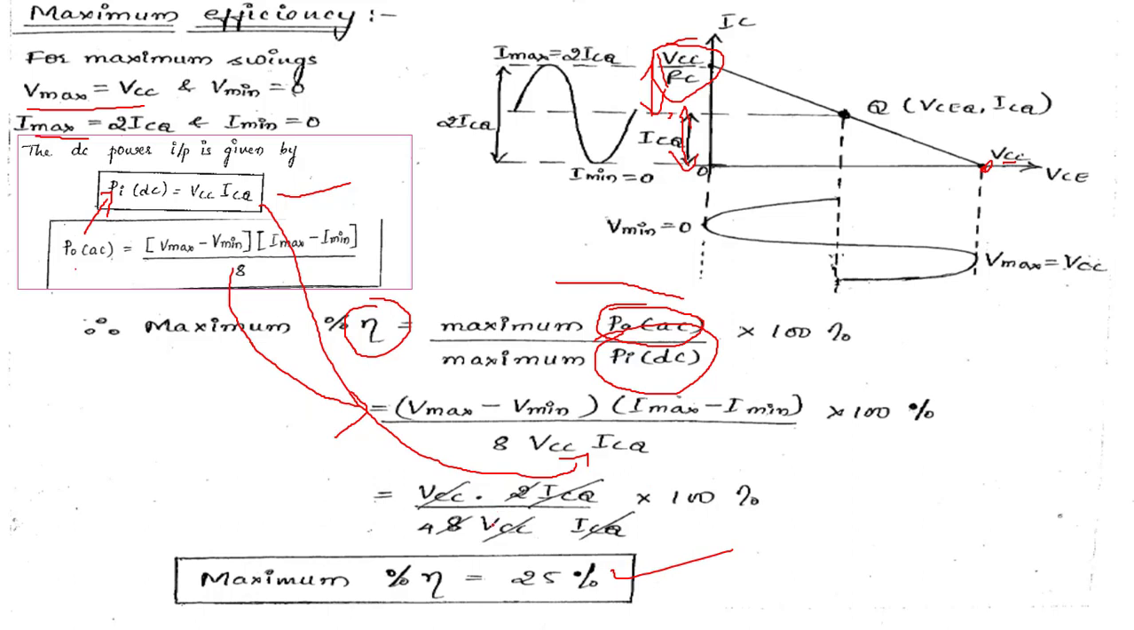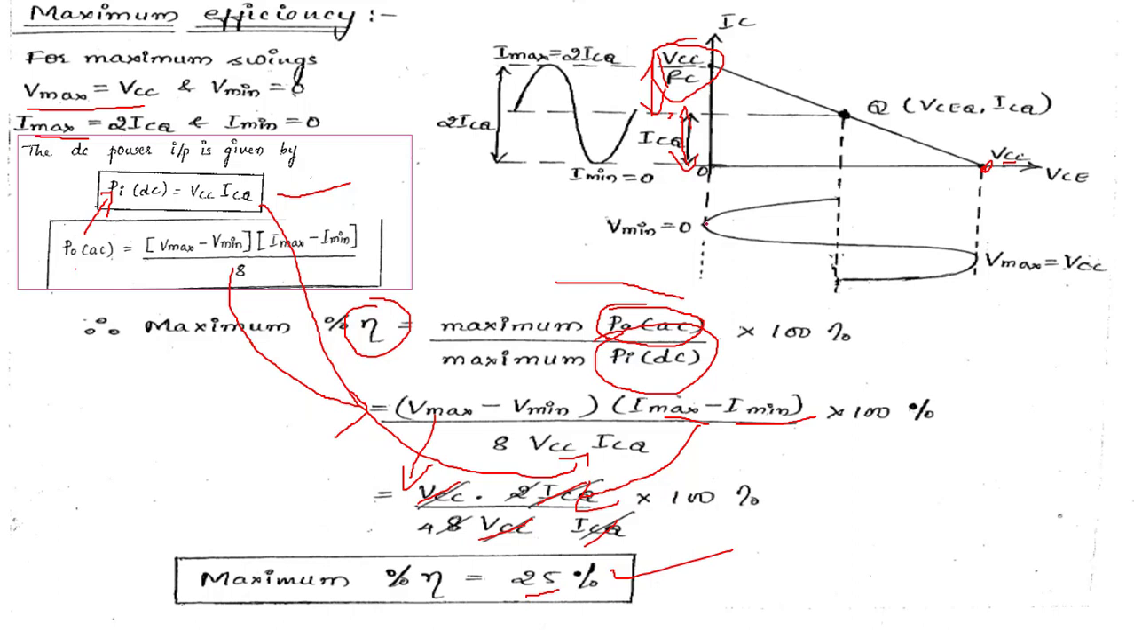Any doubt? Here what I have done: V maximum is VCC, V minimum is 0, I maximum I applied as 2 ICQ, and I minimum is 0. And what is PIDC? VCC and ICQ. ICQ gets cancelled, VCC gets cancelled. 2 by 8 is nothing but 25. So we can call the maximum efficiency 25%.